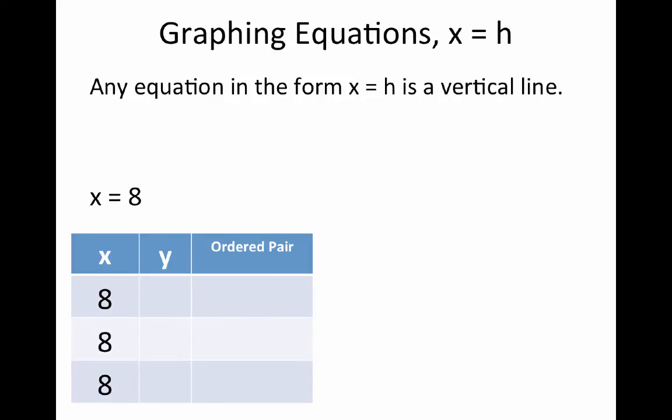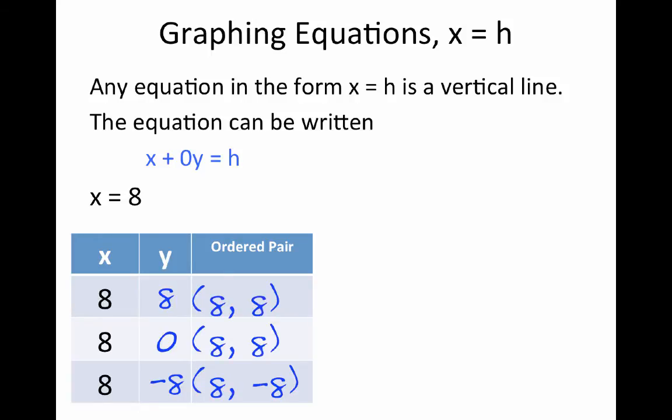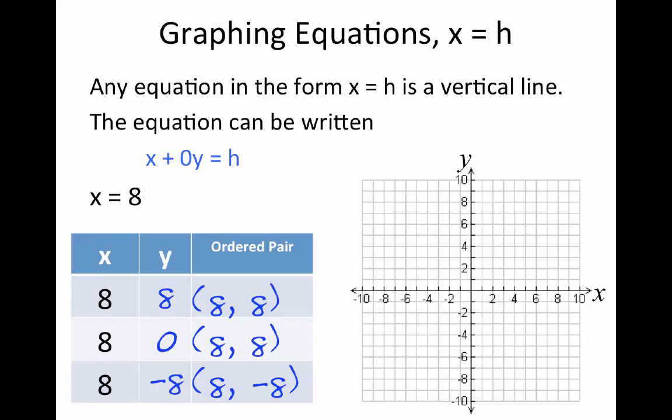We have an equation of the form x is equal to any number, or x is equal to h. We know that that will form a vertical line. So we can rewrite this equation as x plus 0y is equal to h. When x is equal to 8, we know that no matter what the value of y is, x is equal to 8. If y is equal to 8, x is equal to 8. If y is equal to 0, x is equal to 8. If y is equal to -8, x is equal to 8. X is always equal to 8. We can write the ordered pairs and graph the line. Go ahead and pause your video while you graph those points.